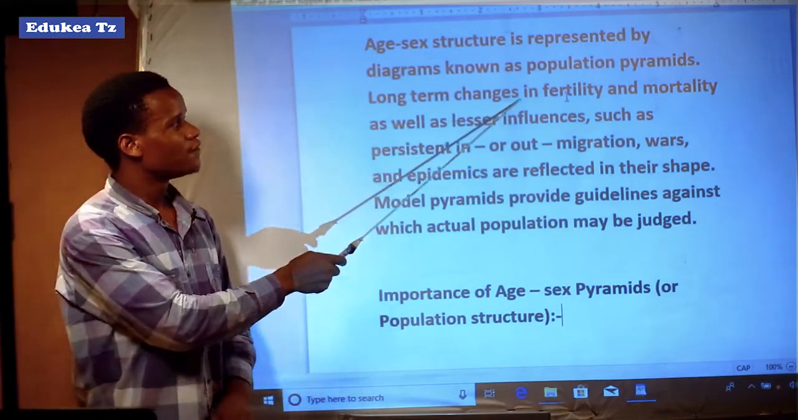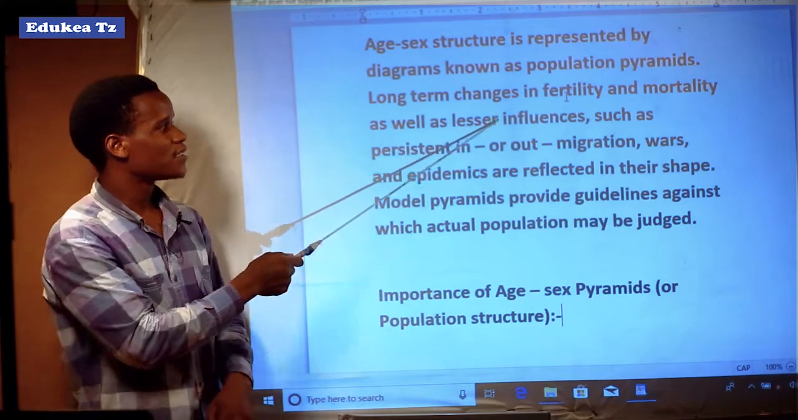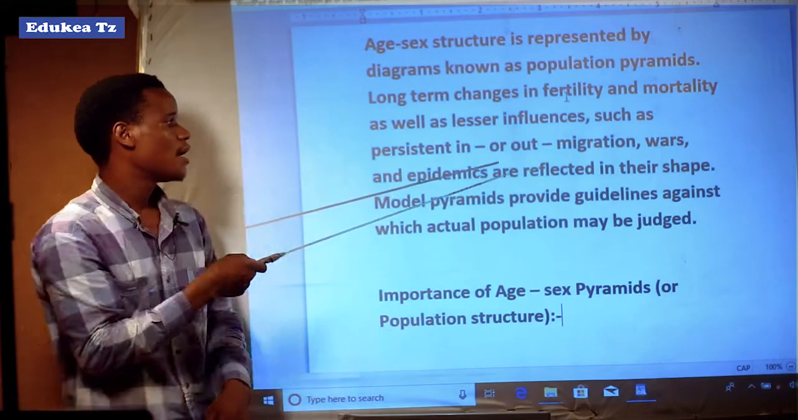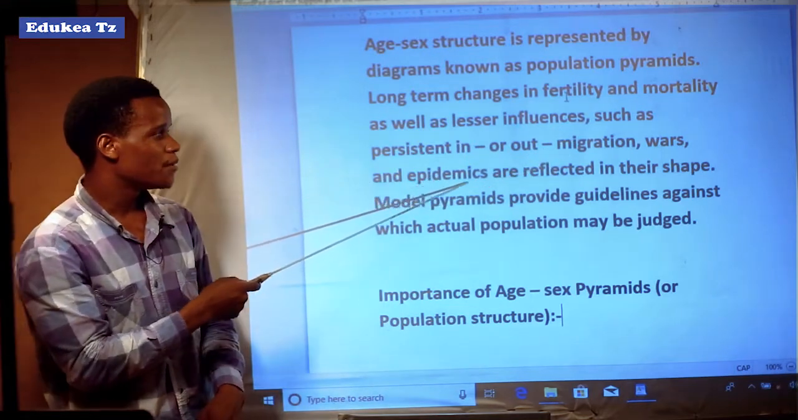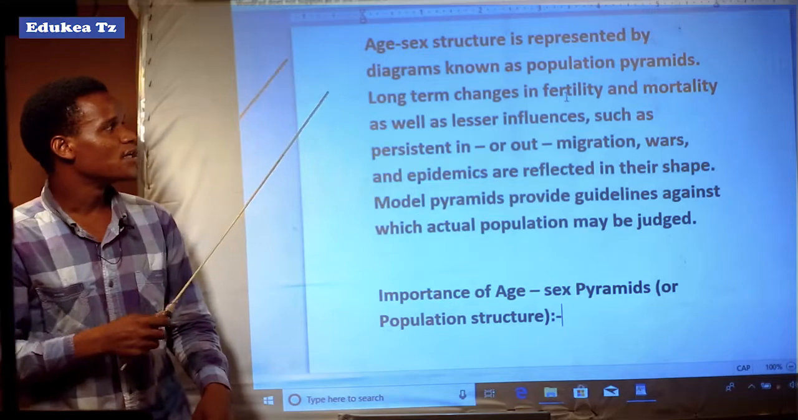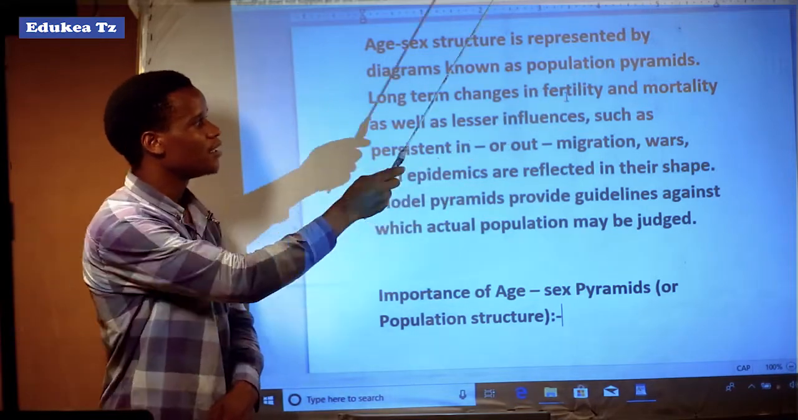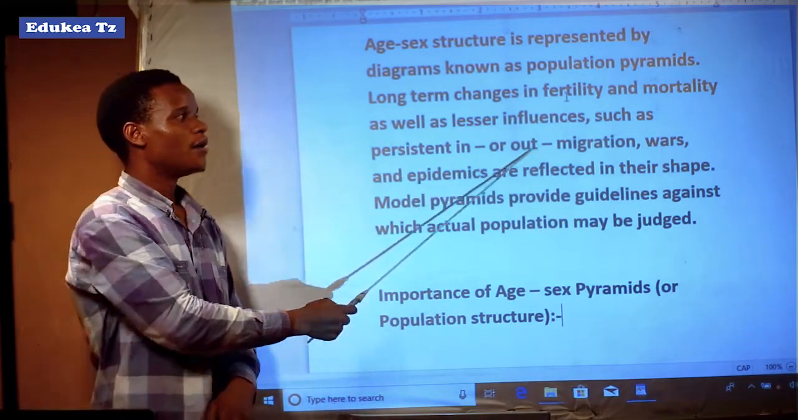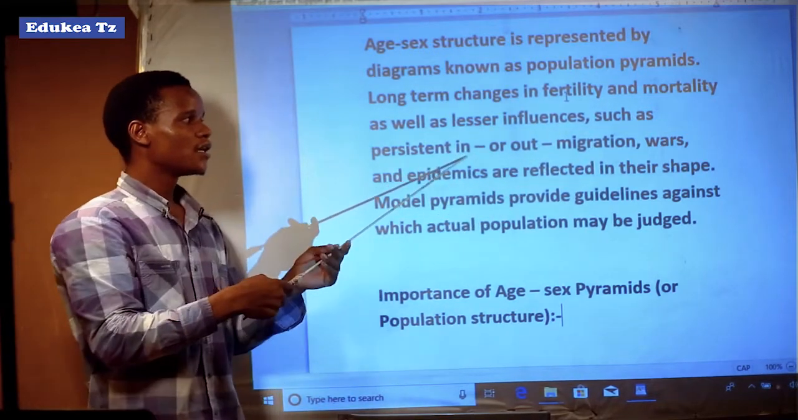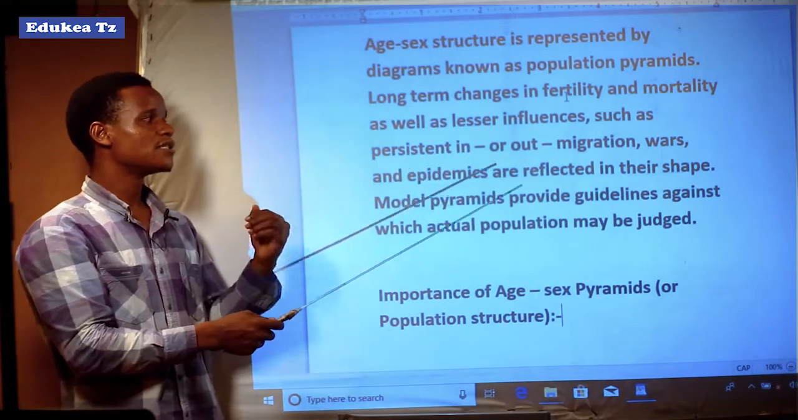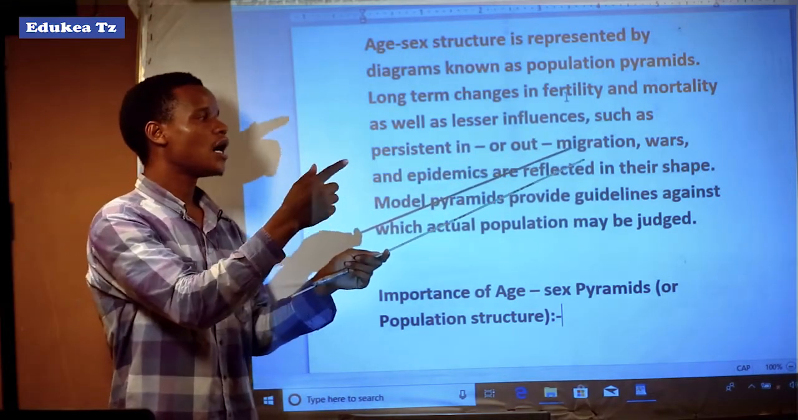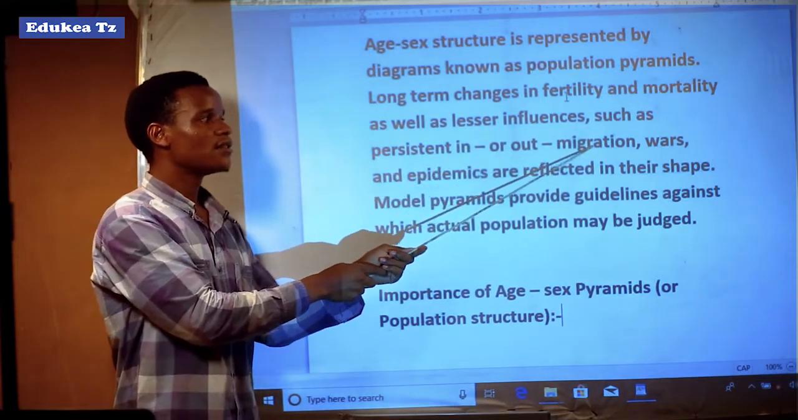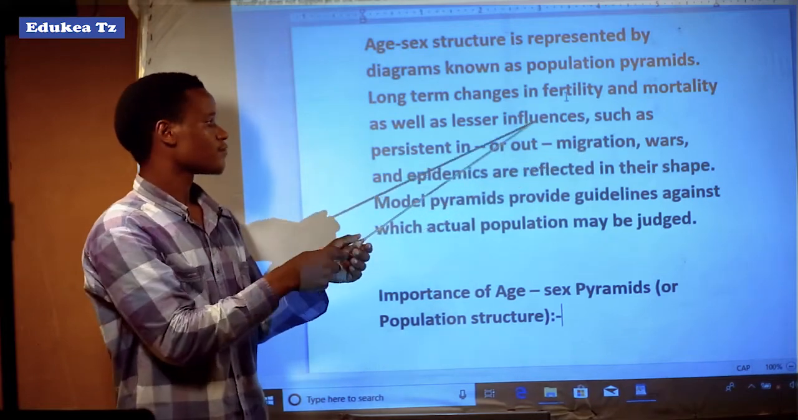Also, long-term changes in fertility and mortality, as well as lesser influences such as in or out migrations, war, and epidemics, are reflected in the shape. This population pyramid represents different things. For example, in migration we look at in and out. In are those who come inside, while out are those who go outside. Both in and out are put together in the category of migration.